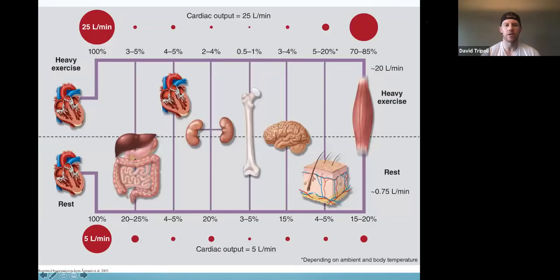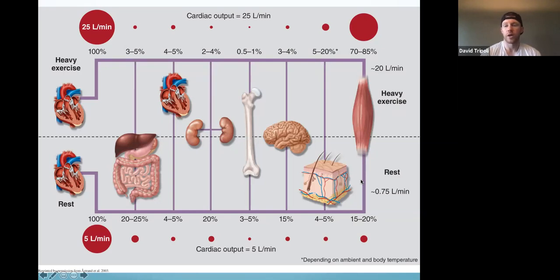Looking at where our blood goes during exercise and when at rest. So we'll look at rest first, kind of at the bottom of this. When you're at rest, you've got about 5 liters of blood in you. And where is it all going? A lot of it's going to your organs. Some is still going, again, back to your heart, your kidneys, your bone, your brain, your skin, and then a little bit to your muscles, right?